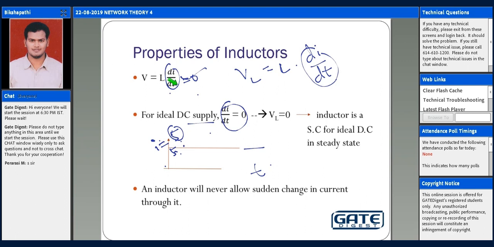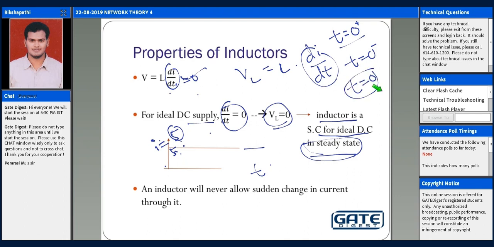Okay, so now just see here. This is VL equal to 0. That is nothing but the inductor is a short circuit for an ideal DC in steady state. Why are we calling it a steady state? The initial state is when time t is 0, or 0 plus, or 0 minus. That comes in the transient part. All these are the initial conditions.